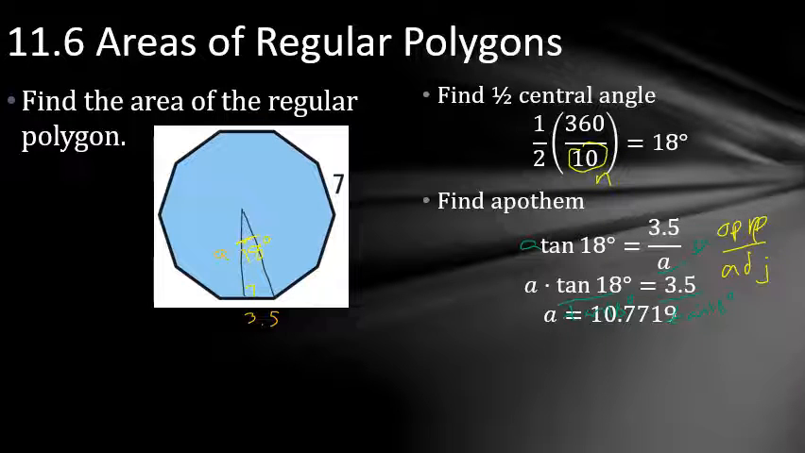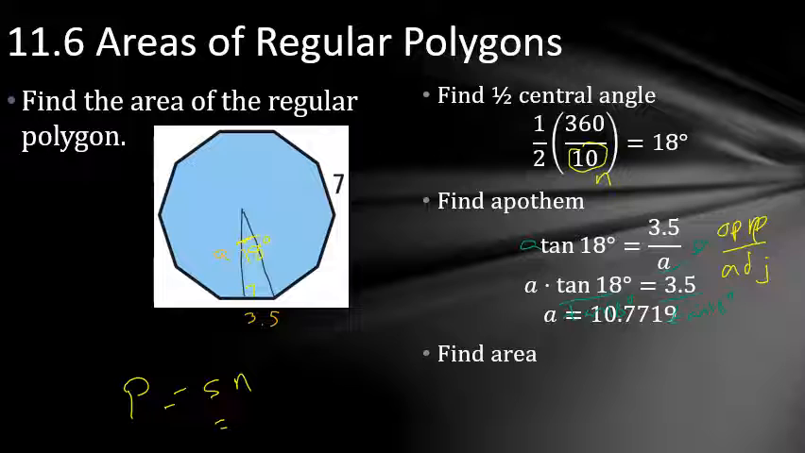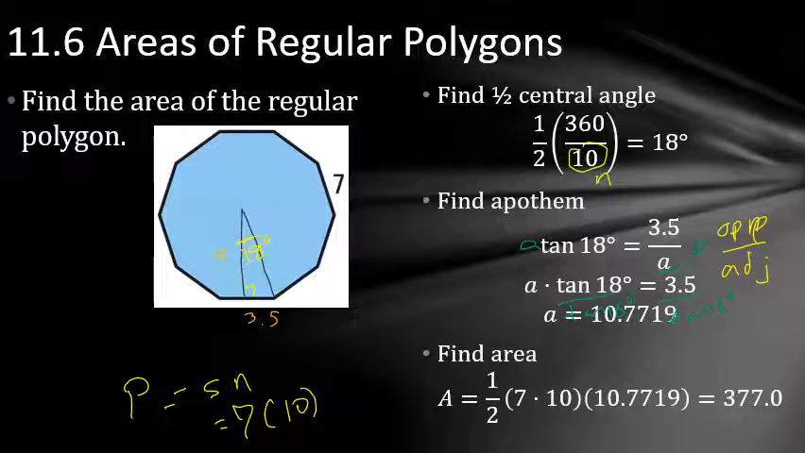Oh, hey, now we know everything. Our perimeter is the length of each side times the number of sides, so that would be 7 times 10, or 70. So this is our perimeter, S times N, times the apothem. And so our area is about 377.0.